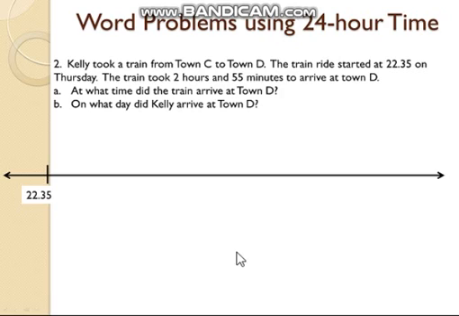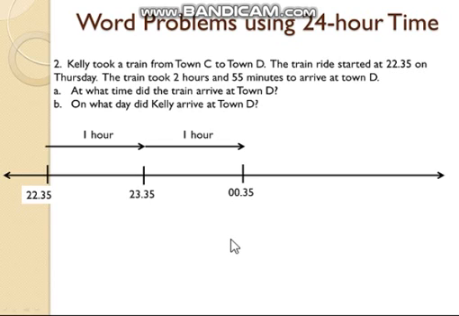So let's do this one. 1 hour from 22:35 is 23:35, and then another hour after that is 0:35. This one is after midnight. So let's mark the midnight time over here, 00. And then you have the 2 hours, and another one is 55 minutes.